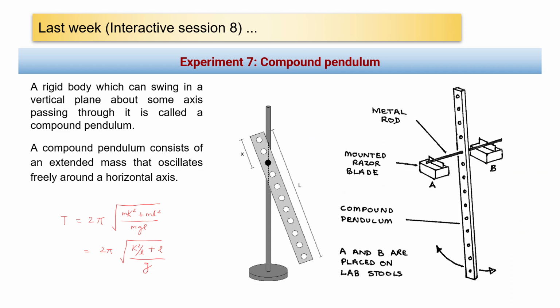Another experiment that we did was of the compound pendulum, where again we did the theory, understood what a compound pendulum is, and this is the working formula that we had derived. We understood how the experiment has to be done to find out the time period for a compound pendulum, as seen in the figure here, and also did previous year and other problems based on the concept of compound pendulum.